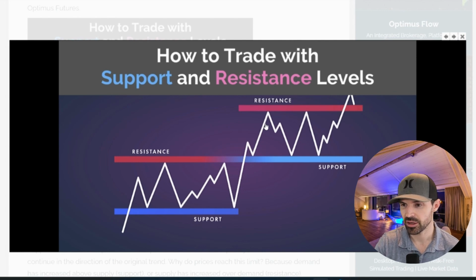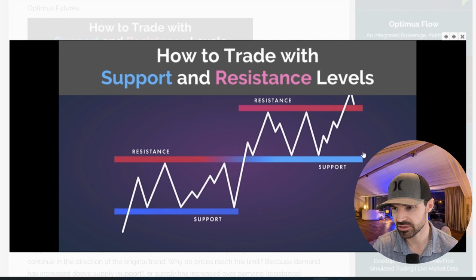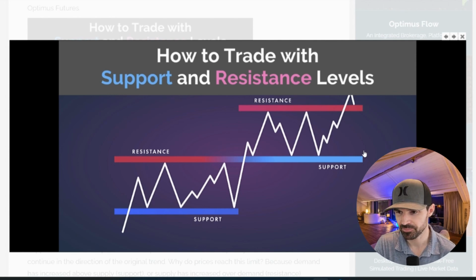When it comes to support and resistance lines, you can draw them in any time frame. It doesn't really matter, but the higher the time frame, the better. So if you're making scalp trades on the 15-minute chart, it'll still work exactly the same.